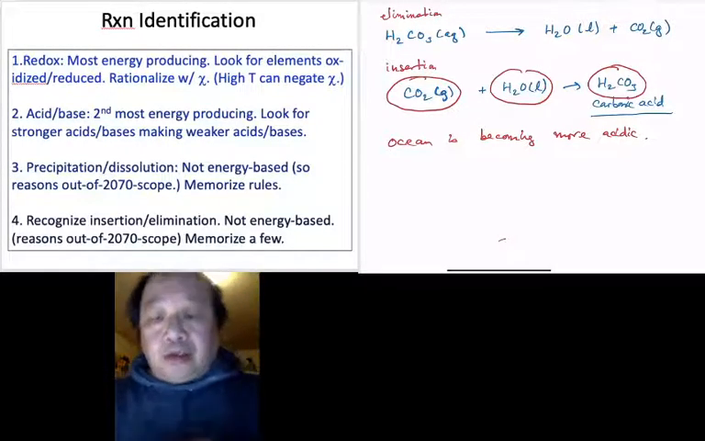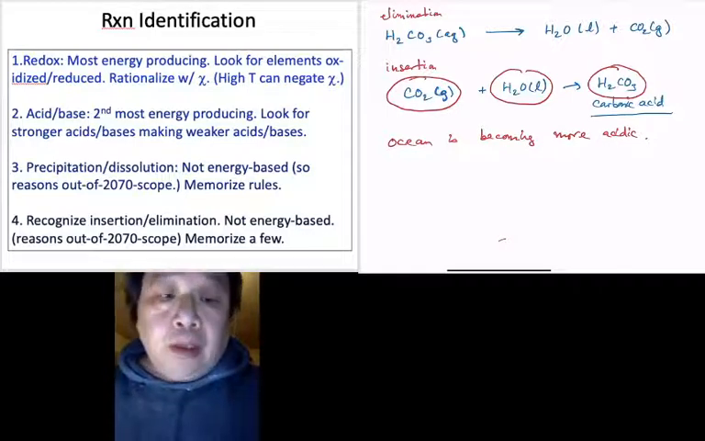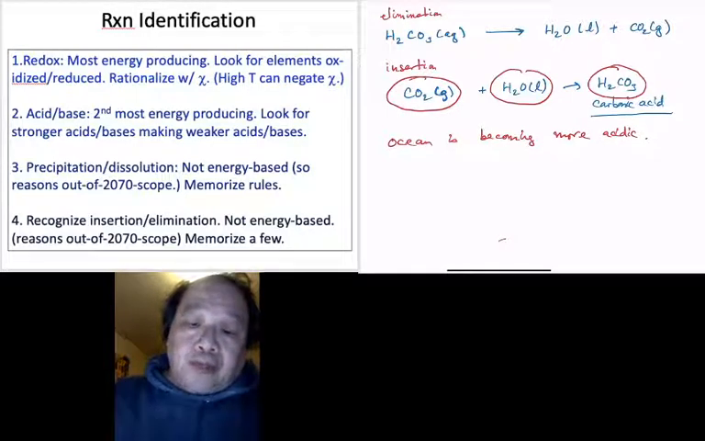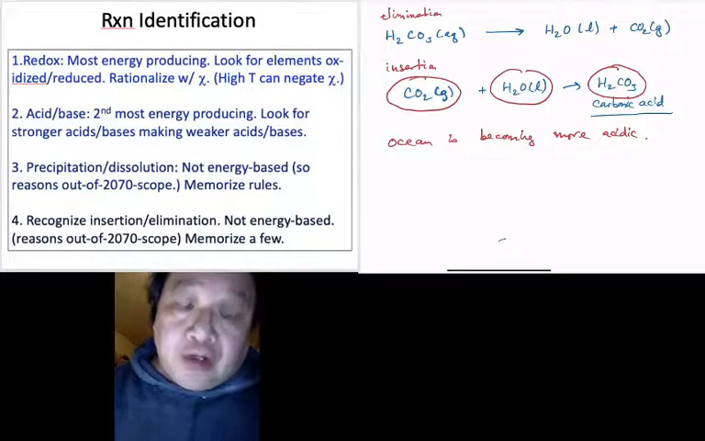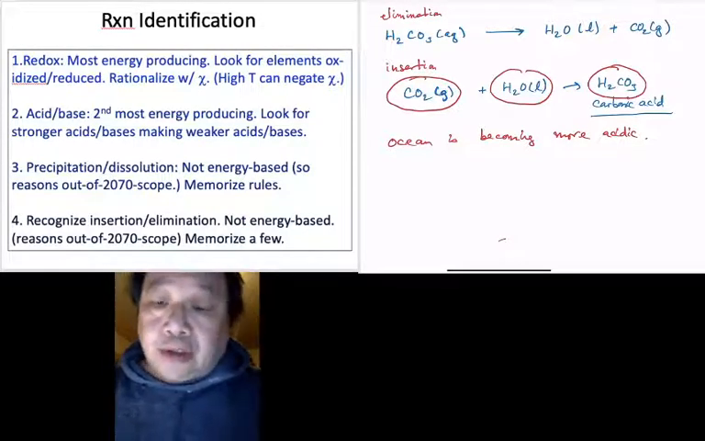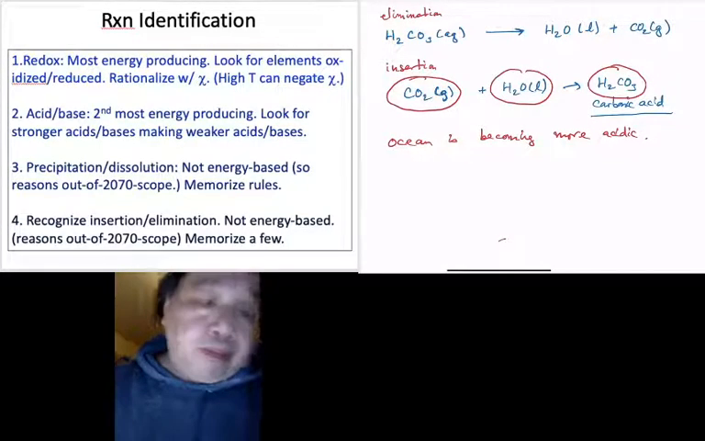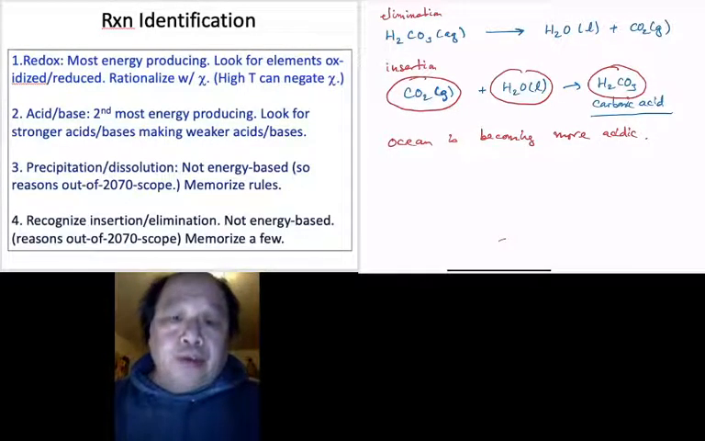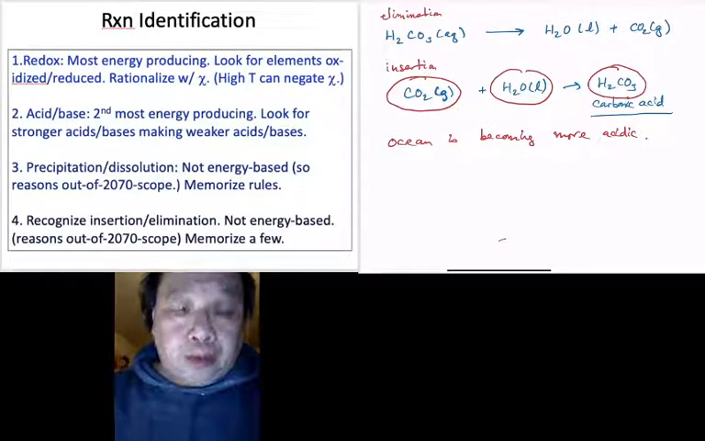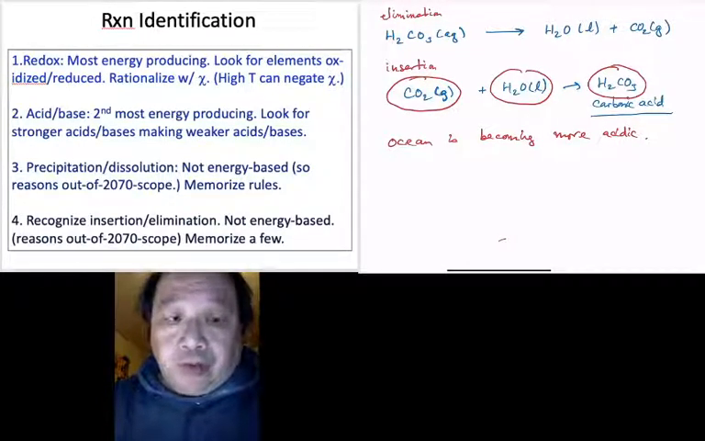And finally, the insertion-elimination reactions. There are important ones, so we should know about them. But again, it's not really energy based. The reasons for them are out of scope for 2070. And definitely know that CO2 H2O reaction. And there's a little list that I gave you. Memorize a couple if you want to. But they're certainly less important than number 3. But you definitely will want that list handy for you for the final.